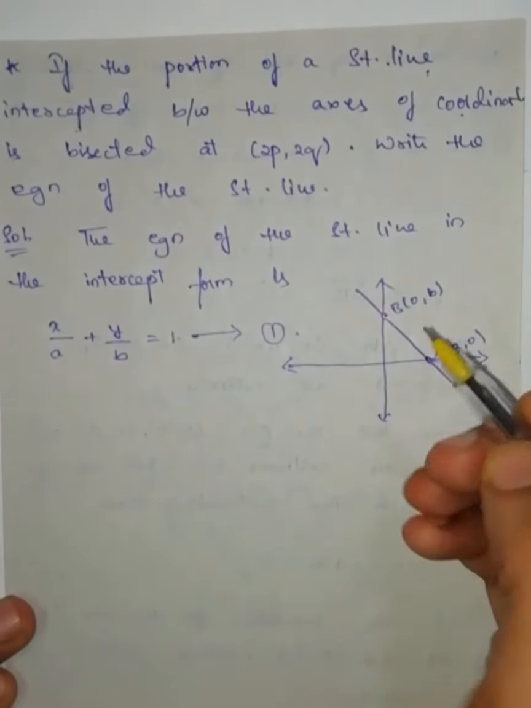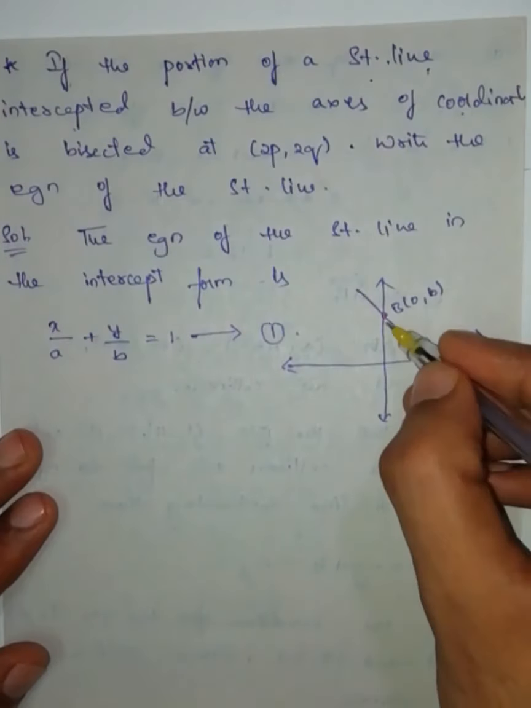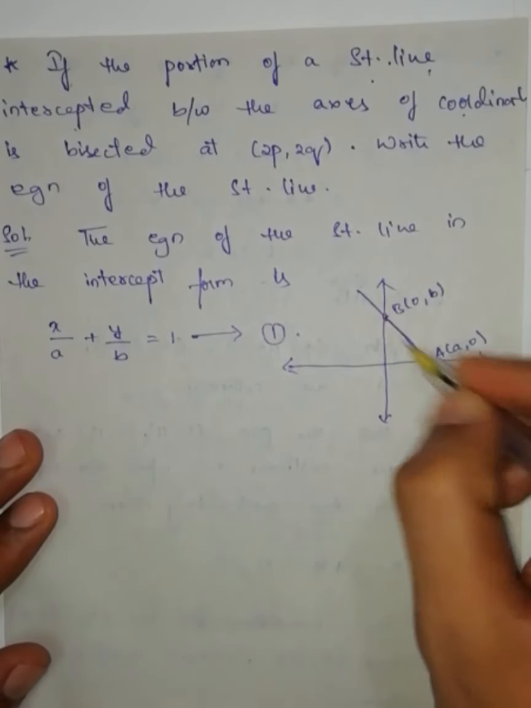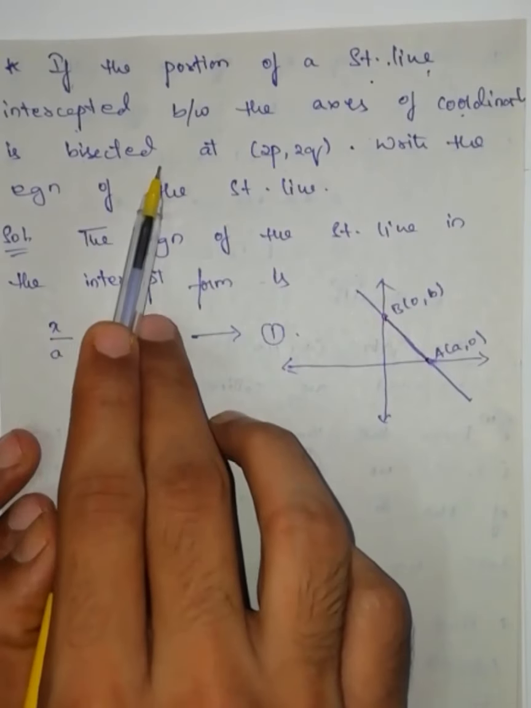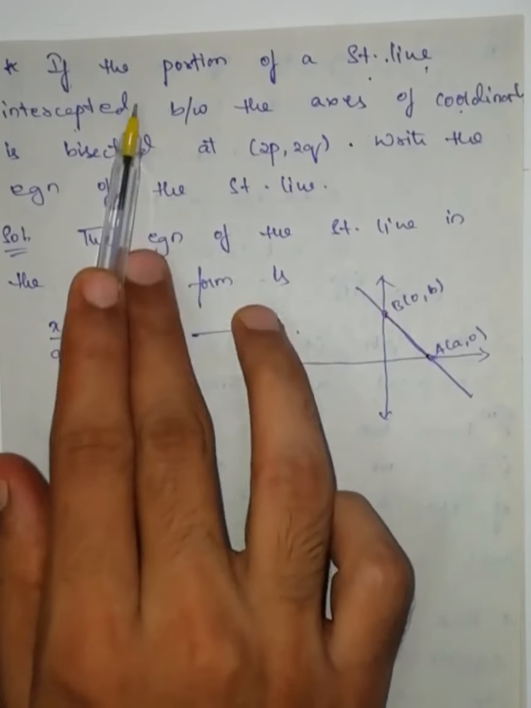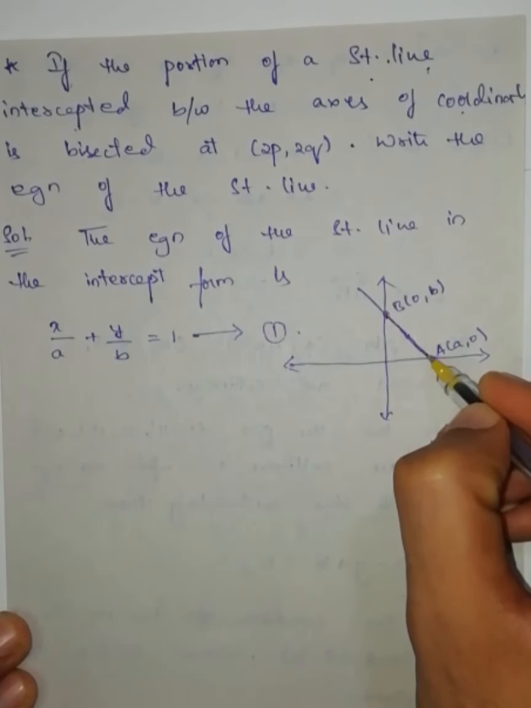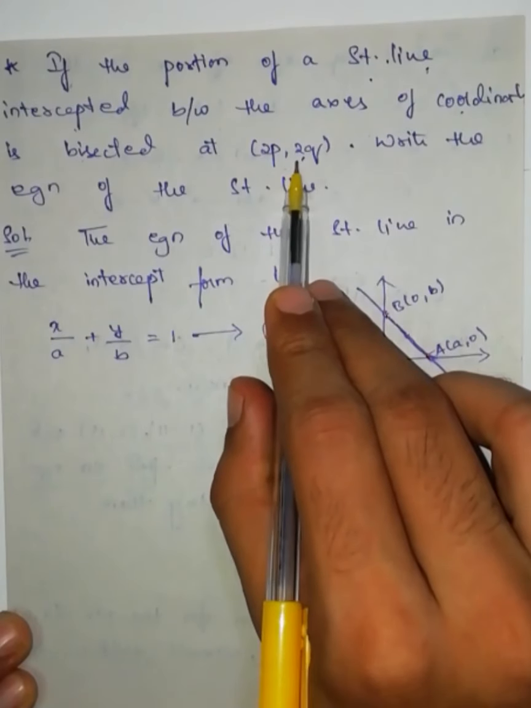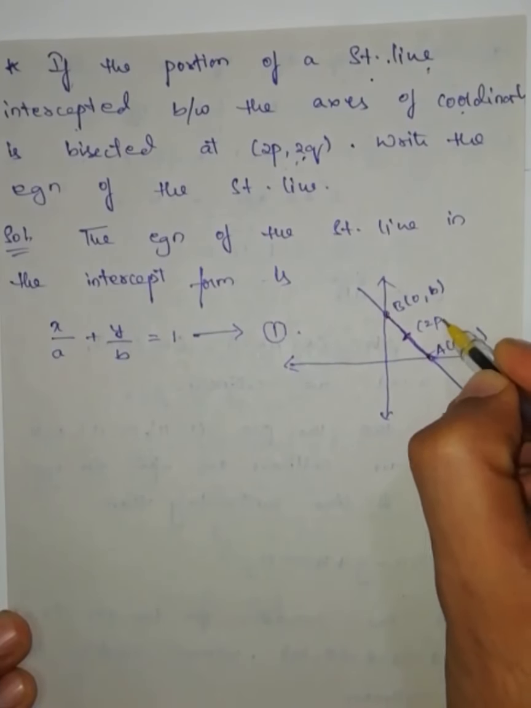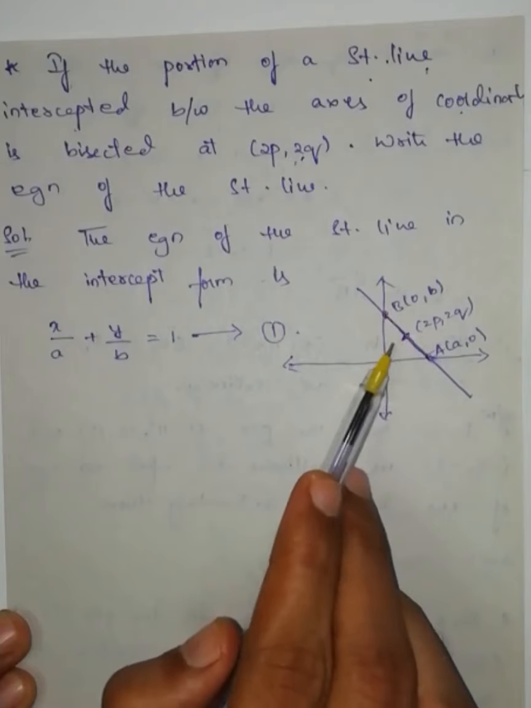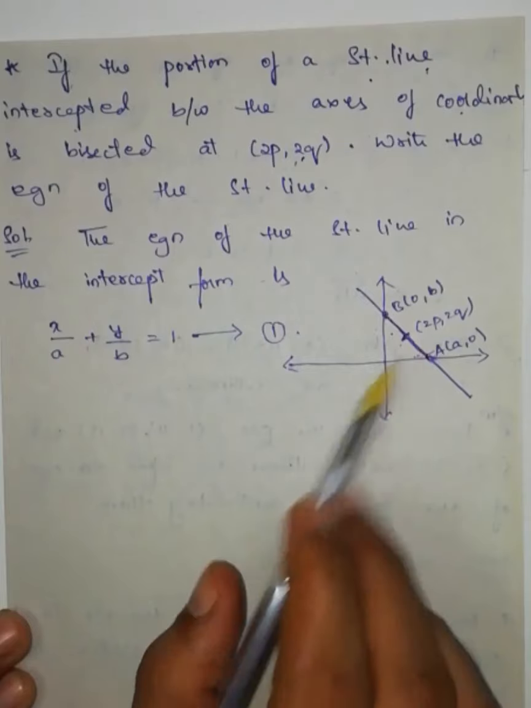Equation number 1. What is given in the statement? This straight line, what is the portion? This is the portion of a straight line intercepted between the coordinate axes, and it is bisected at this point. What is the meaning of bisected? It means this point is dividing that portion into two equal parts. At this point 2p comma 2q, the line is bisected. Two equal parts means this point is the midpoint.